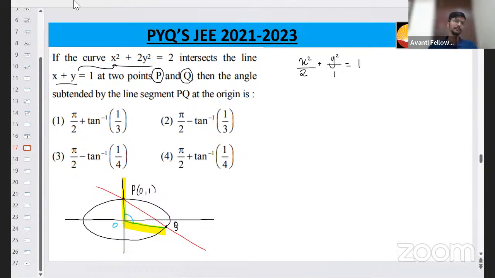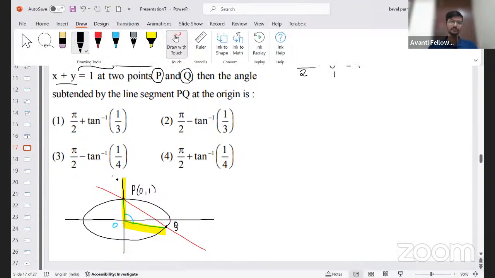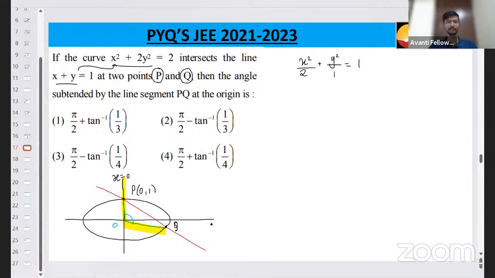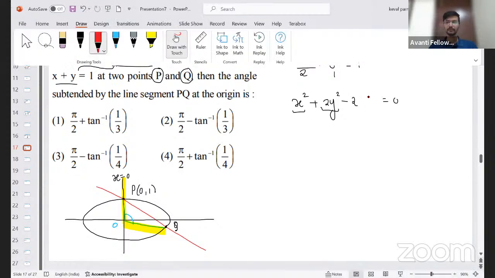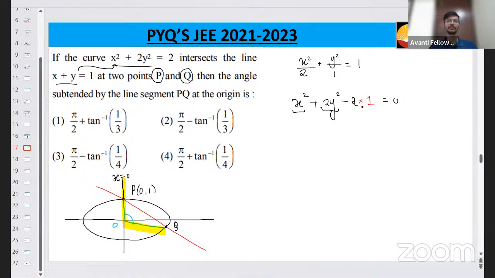We already know that this equation is itself x equals 0. It is the y-axis. We just have to find this equation. Correct? So, how to homogenize? To homogenize means every term in the equation must have the same degree. As you can see, if I take this equation, x square plus 2y square minus 2 equals 0, here these two terms have degree 2. So we have to make this term's degree also 2. So the constant term, we write it as 2 into 1.